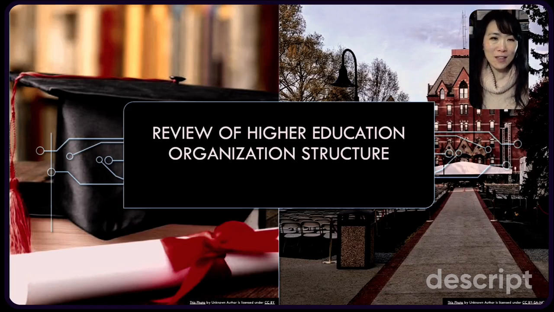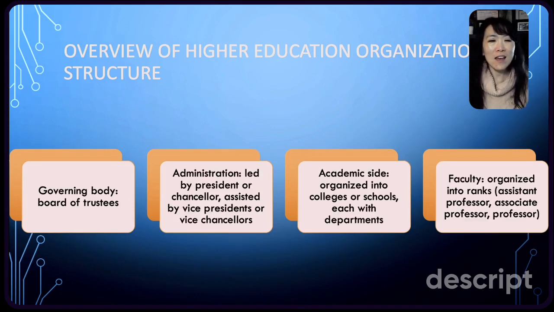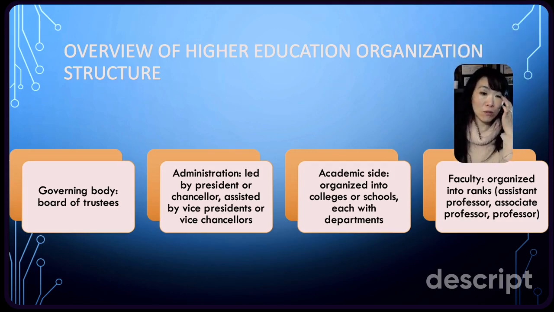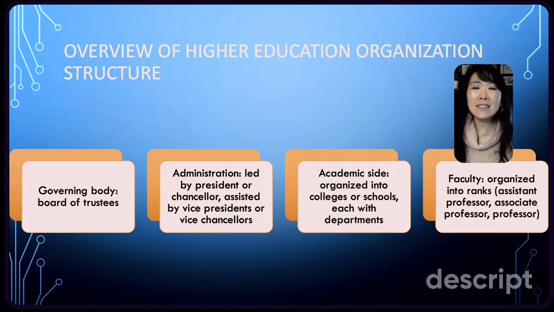structure first. This is a review from last week, and we talked about the governing body, administration, academic side, and faculty. And what does this all mean? Well, we talked about the fact that the governing body usually equates to the board of trustees. And then we also talked about the administration, meaning the president or chancellor, and also vice presidents or vice chancellors who are acting as the chief executive officers and other chief operating officers of different sectors.